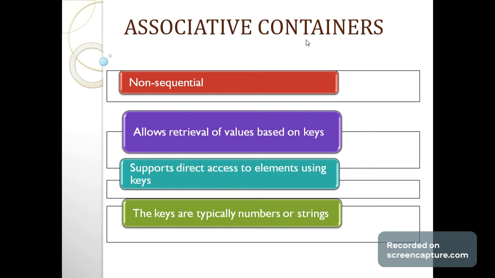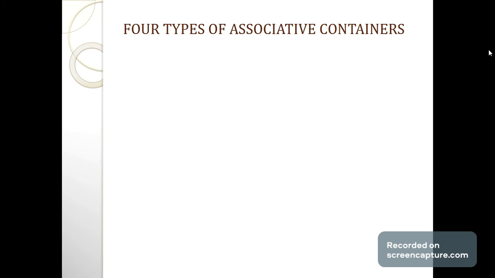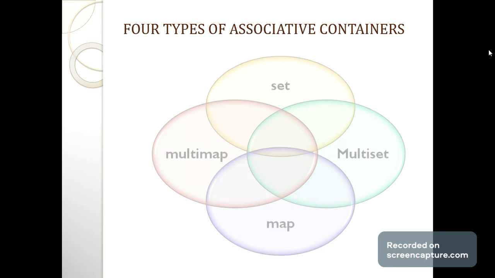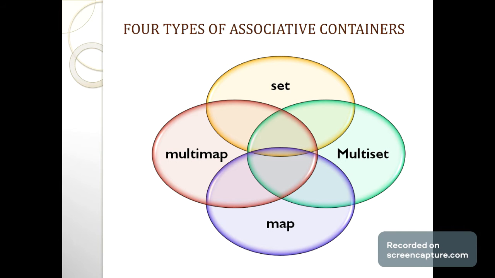Again, remember, associative container is non-sequential. Here the value of the container is retrieved based on the keys. That is, it allows direct access to the elements using keys. And the keys can be typically either numbers or strings. There are again four types of associative containers, that is set, multiset, map and multimap. Set and multiset are under one category and map and multimap are under another category.